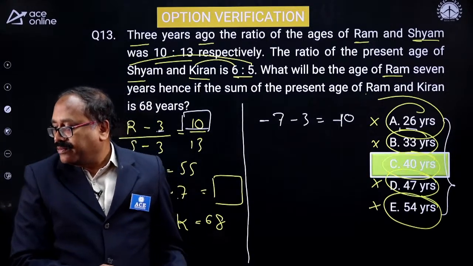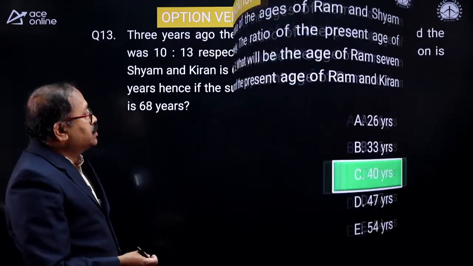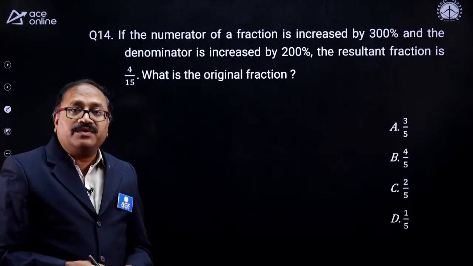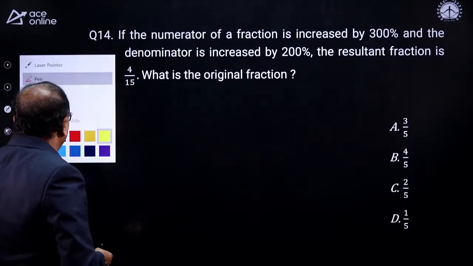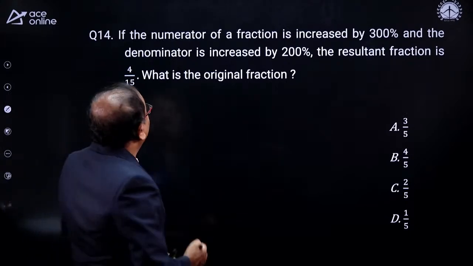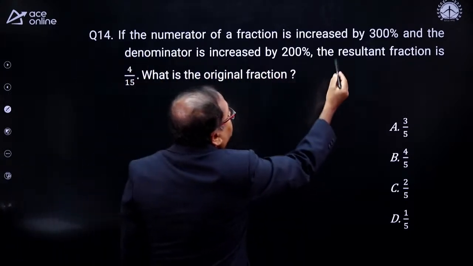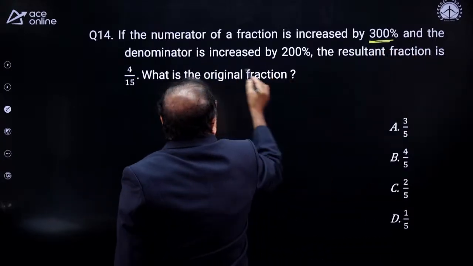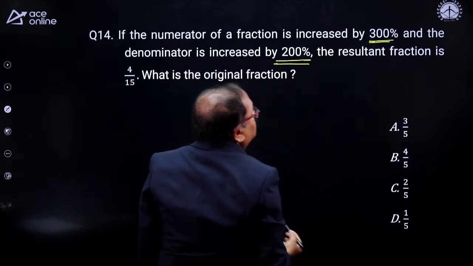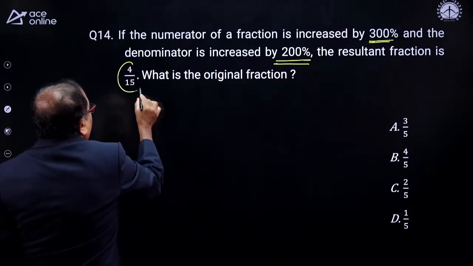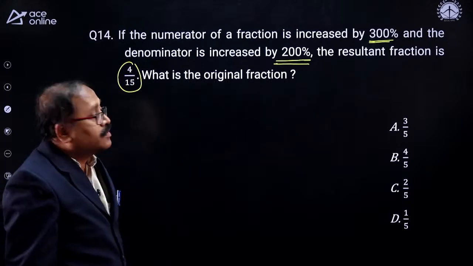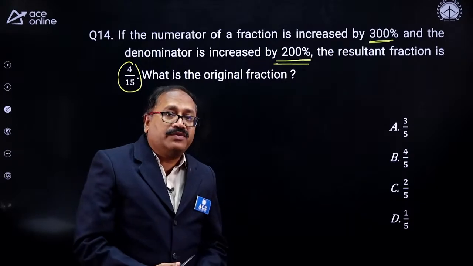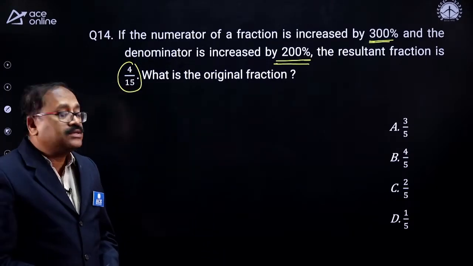Okay, fine. So once again, go through this question. These are very common questions for exams like SSC and banking. What it says is: the numerator of a fraction is increased by 300% and the denominator is increased by 200%. The result of the fraction is 4 by 15. Find the original fraction. This is a very simple and common question, and I know everyone will be able to answer it. Please answer with me.